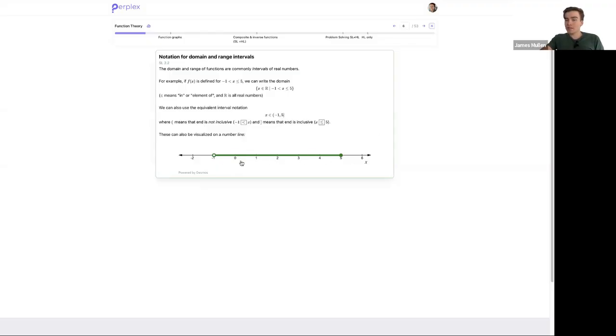And you can also visualize this on a number line, right? I can draw from -1 to 5, and I just put a hollow point at -1 because it's not inclusive, and I put a solid point at 5 because it is inclusive, okay? Again, at any point, if you guys have questions, drop them in the chat, and we'll do our best to respond to those.